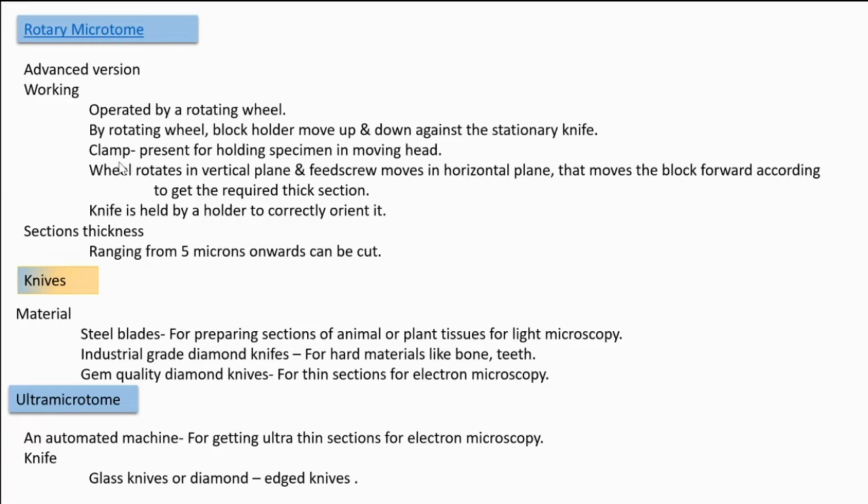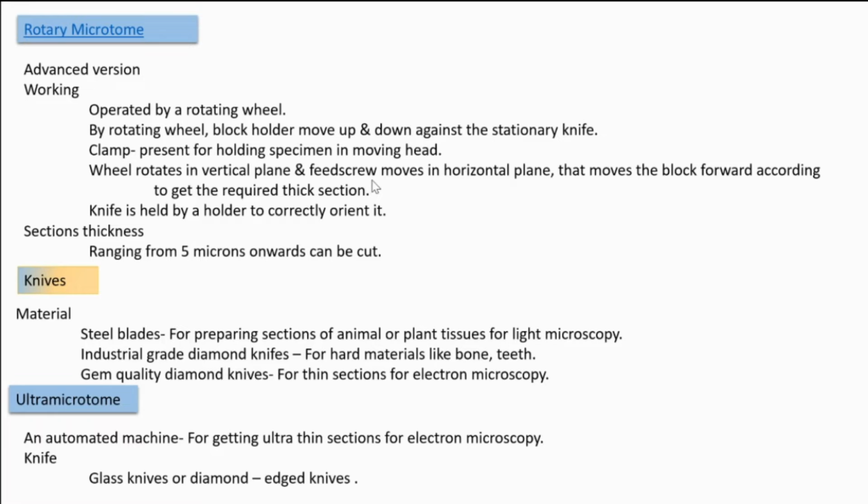And a clamp is there. A clamp is a holder for holding the specimen in front of the moving head. And there is a rotating wheel, as I already told you. The movement of this rotating wheel is in a vertical plane. Everybody knows what a vertical plane is. The wheel's movement works in a vertical plane. But there is also a feed screw.